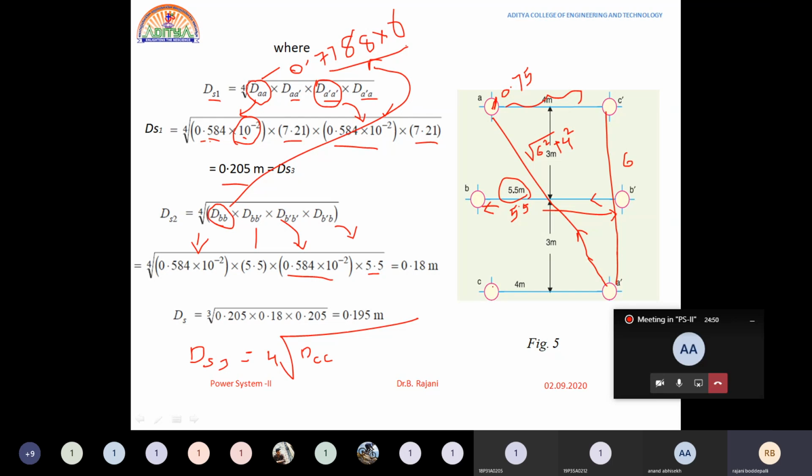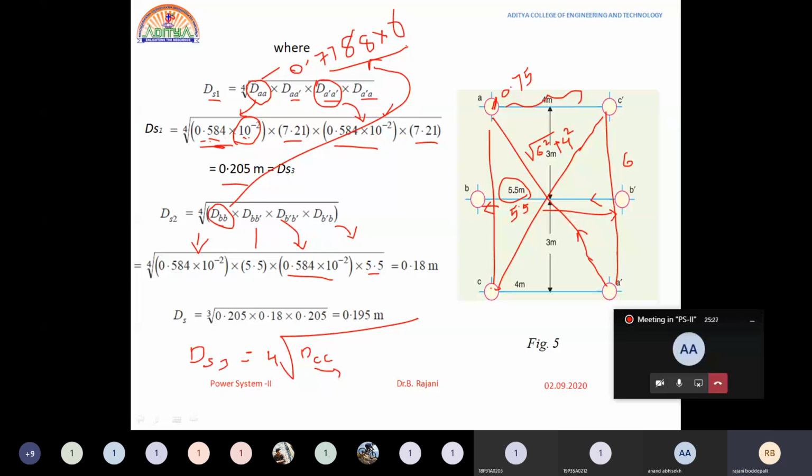What is it? DCC dash is equals to this one, right? From here to here. What is the distance of it? Same as the above. This is the distance. If you see this distance, this is 6 square plus 4 square under root gives you the value of C to C dash. It's again the value same as that of this one. CC value gives you the self-inductance of this. This value is obviously equal to 0.7788 into R. That value is 0.584 into 10 to the power of minus 2.